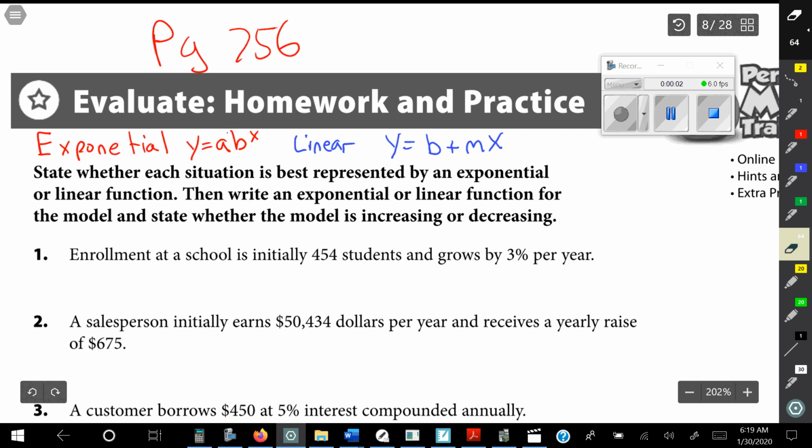Hello, thank you for checking out A1 Math, and today we're looking at exponential and linear functions. What we want to do is take a description, write the equation, and see if it is increasing or decreasing. So let's begin.